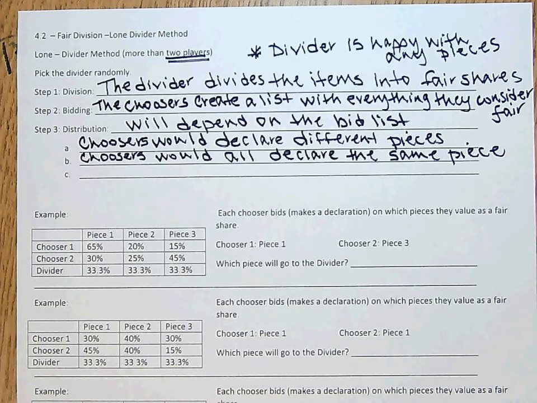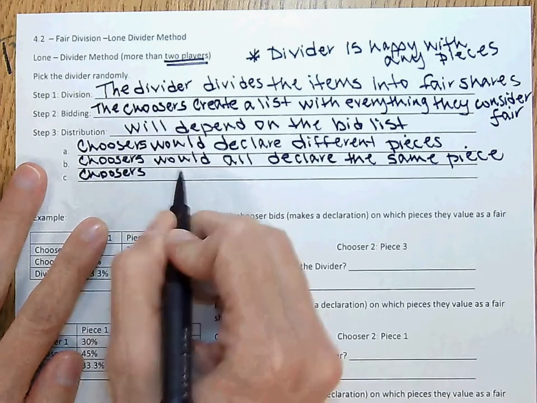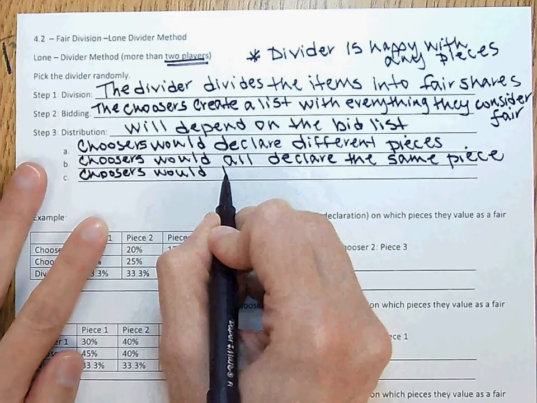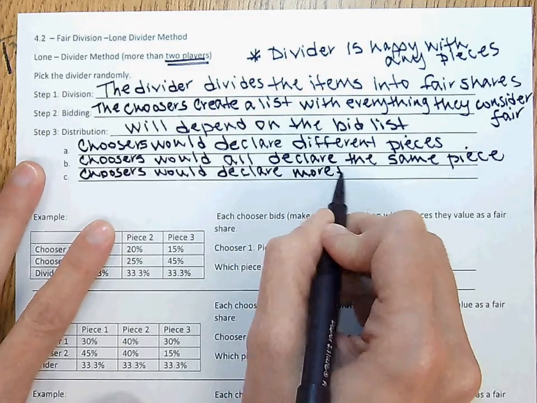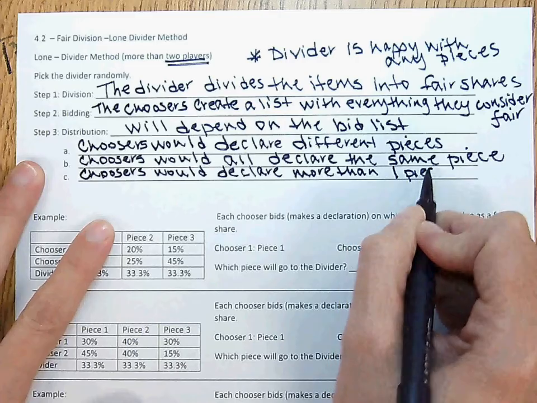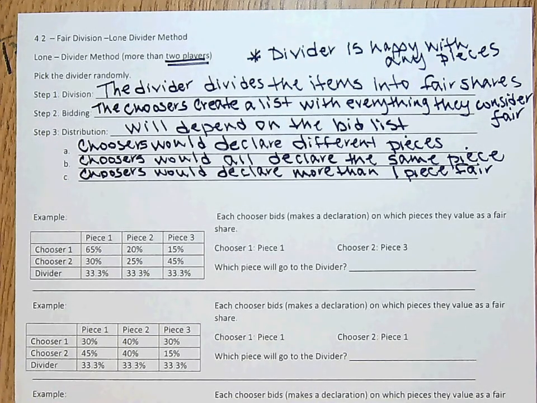Or the choosers could declare more than one piece fair. So part C here, the choosers would declare more than one piece fair. They actually might like two or all of the pieces that they would be happy with. So basically you're going to put a value on these pieces, and the value depends on how many different ways we have divided them up.